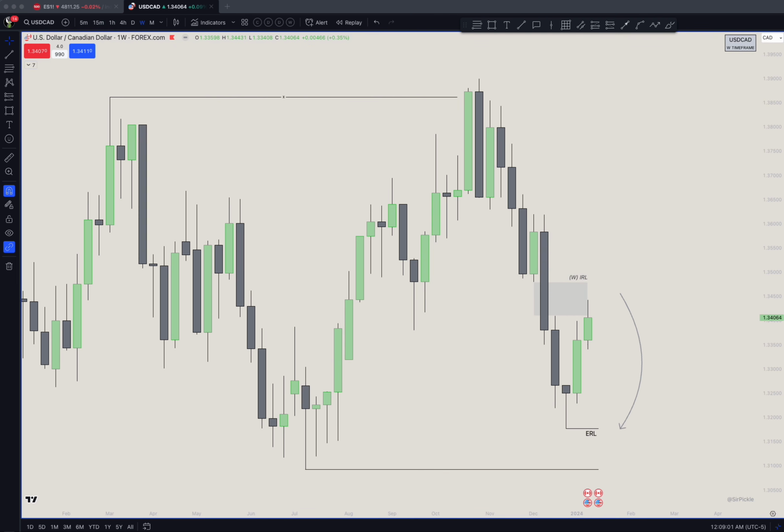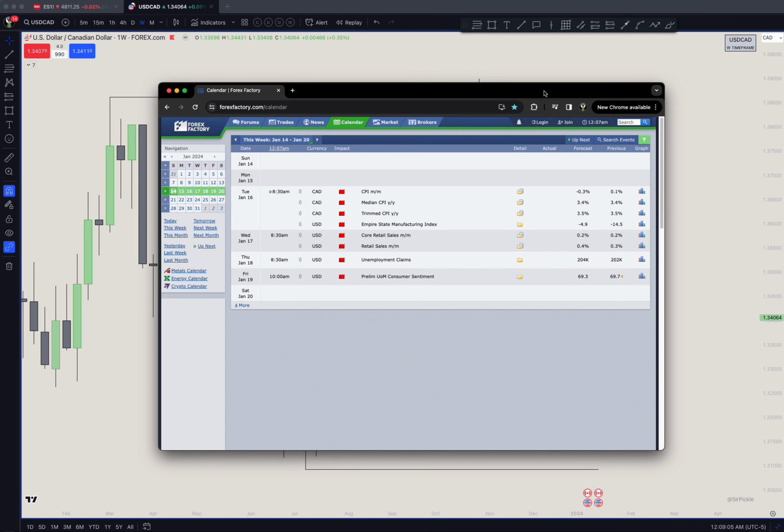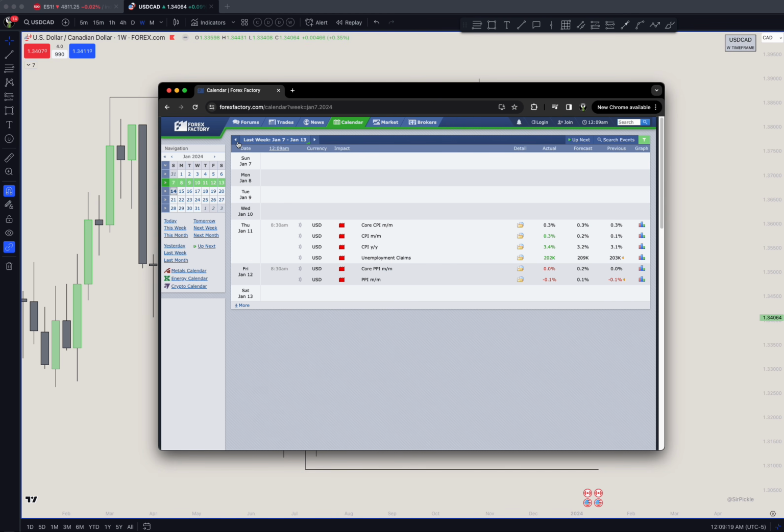All right, so as always, I'm going to look at the economic calendar first before I even open the charts, right? So I'm going to take you through my process right here. On Sundays is when I get ready for the week. And first thing I do is open Forex Factory and check out the economic calendar. So this is actually this week. Let's go to last week's.